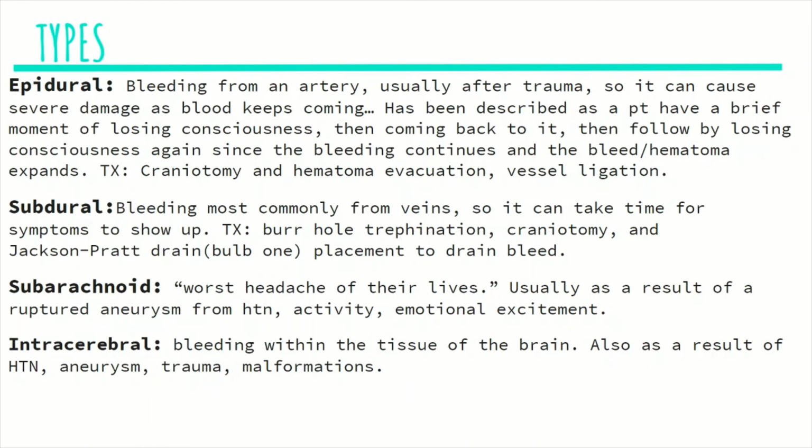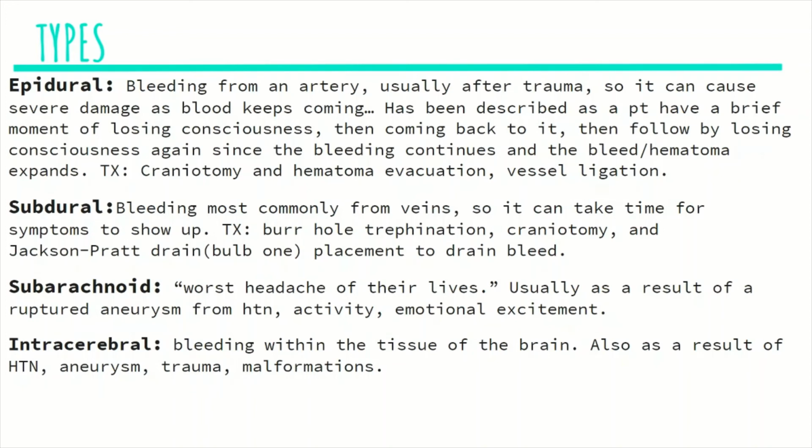So let's briefly go over the types, right? We want to go over the specifics of each, because there are minor differences. So an epidural bleed is usually from an artery as a result of trauma. Because it is coming from an artery, a greater amount of drainage and damage and blood can happen in a small amount of time. You may see patients who lose consciousness, come back to it, but then lose consciousness again from the bleeding expanding and putting pressure on surrounding structures. Treatment includes a craniotomy with hematoma evacuation, as well as ligation of the artery that is bleeding.